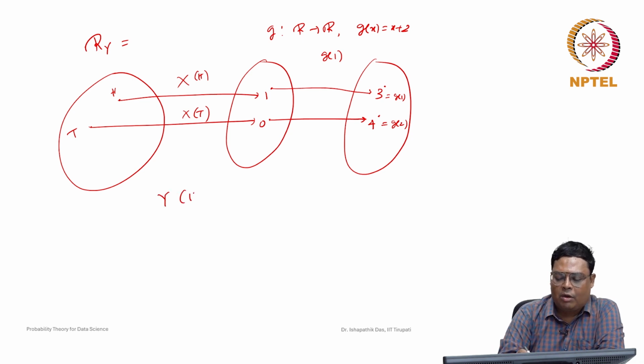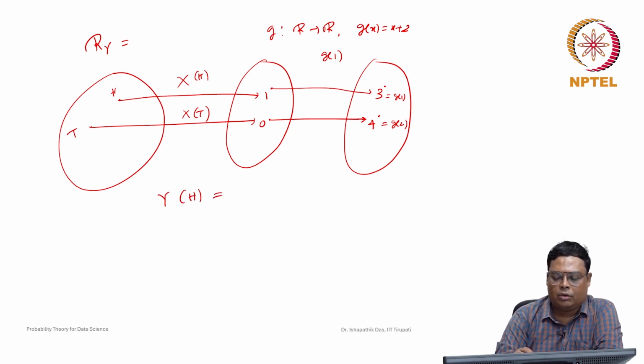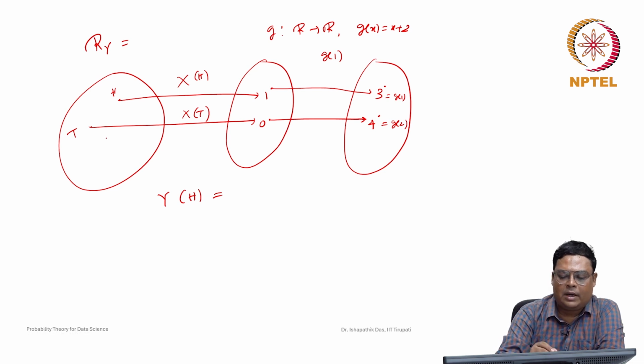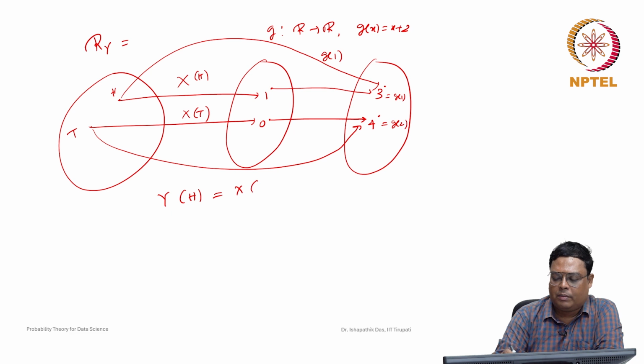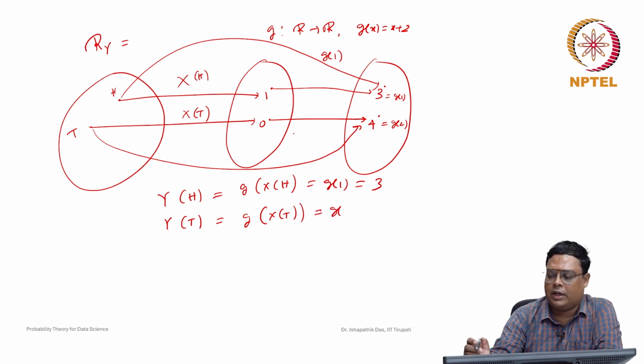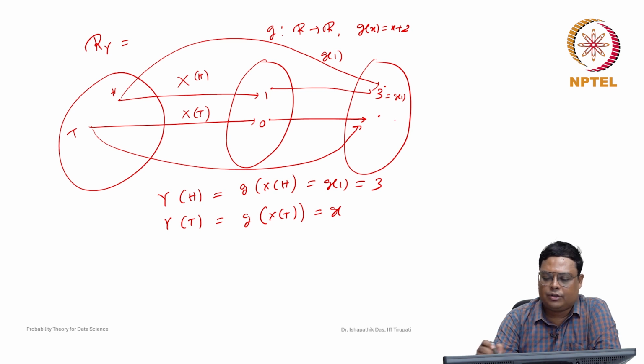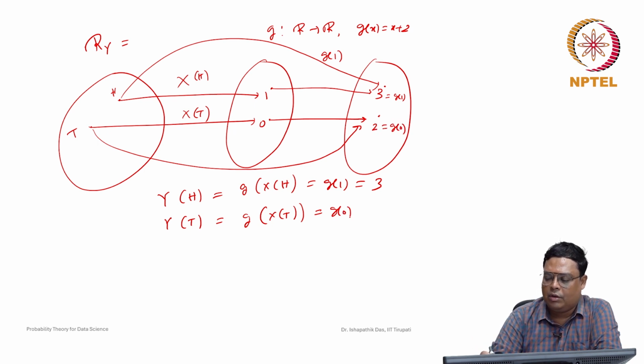Hence Y of head, the composite random variable, goes to one value and tail goes to another. Y of head is g of X of head, so g of 1, which is 3. And Y of tail is g of X of tail. That was a mistake earlier: X of tail is 0, so g of 0 is 2.